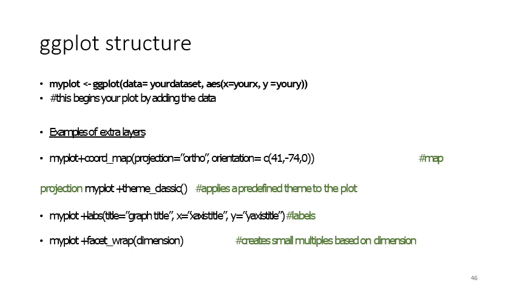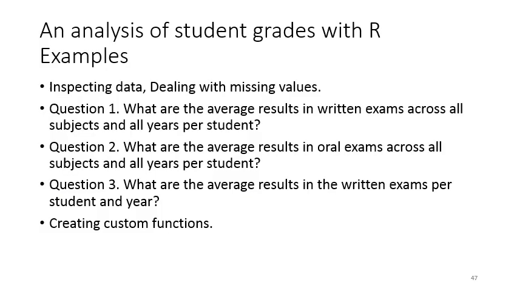Okay, so in this example, we have the examples of extra layers. So an example of adding a map, so a coordinate map. So you have to choose a projection. Again, in the coming weeks, we'll talk about the different types of projections that are there and where to center the map around. You can have a look in R at the different packages and the different themes that they have, add labels to it, and you can also create small multiples based on a particular dimension using the facet_wrap command.